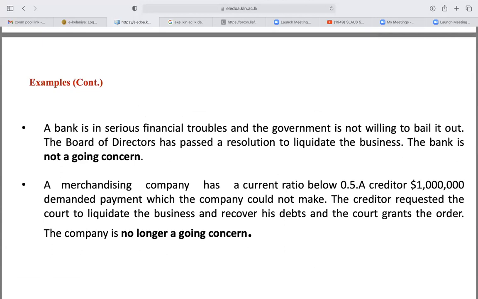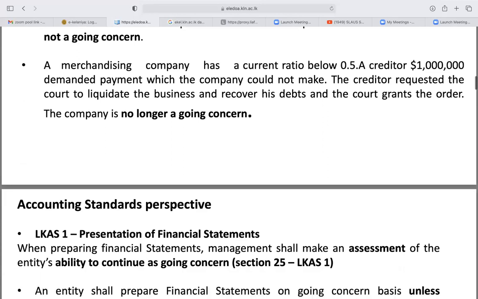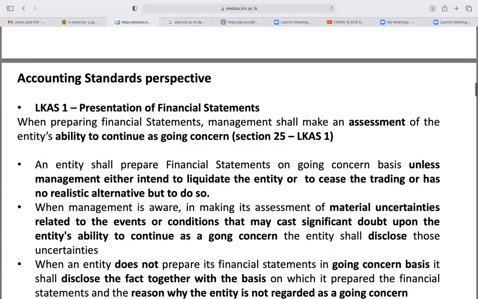So a bank is in serious financial trouble and the government is not willing to bail it out. The board of directors has passed a resolution to liquidate the business. The bank is not a going concern, right? So now the bank is going to liquidate. Because they don't have money to pay back, that means the bank is bankrupt, and then there is no going concern for the bank, right? So these are some of the examples you can read about going concerns.